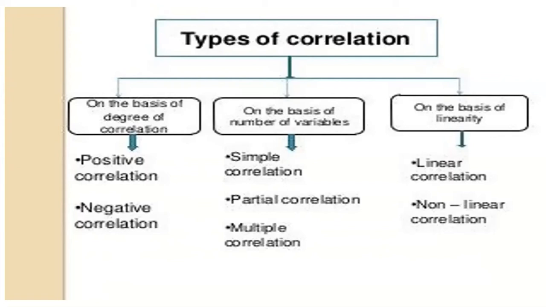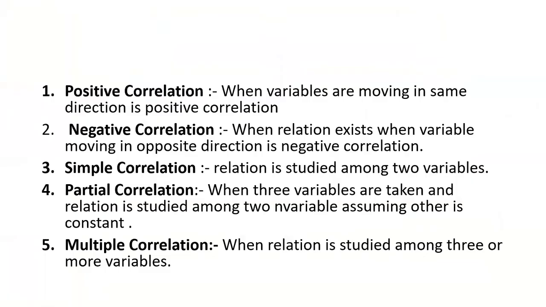there are three types of correlation. SPM means simple, partial and multiple correlation. And on the basis of linearity, there exists only LN correlation. This is not that LN institution, it is L and N only, which means linear and non-linear. So this classification is important. These types are important because they can be asked in match the column type questions. Okay, let's understand one by one.